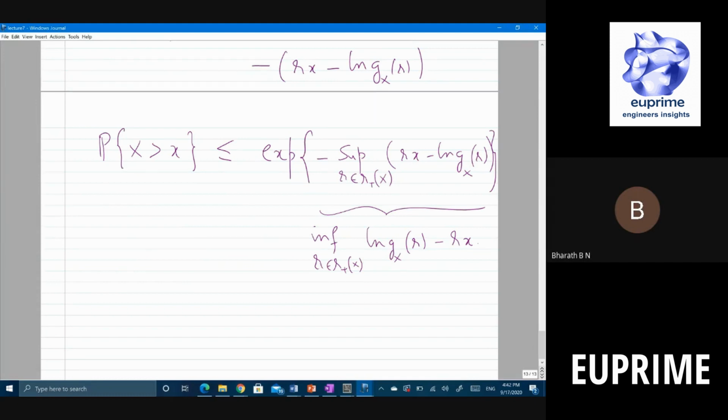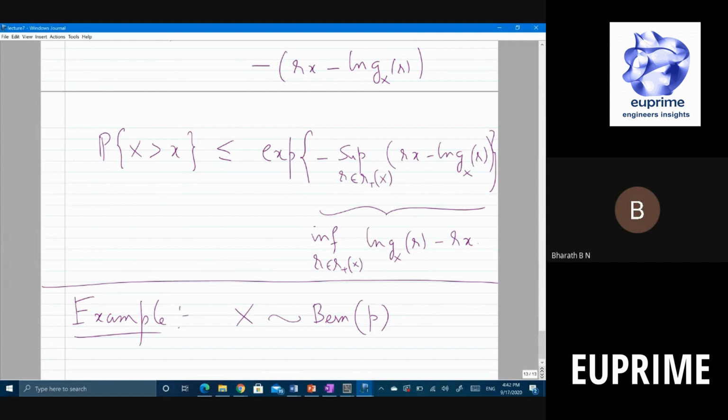Okay. So why is this quite useful? Let's look at it through an example. Is that fine? Shall we look at an example? Yes, sir. So let's look at an example and then try to understand how one can apply Chernoff. Let's say X is binary, Bernoulli with parameter P. That means the probability of X equal to 1 is P, and the probability of X equal to 0 is 1 minus P. That is what we have.